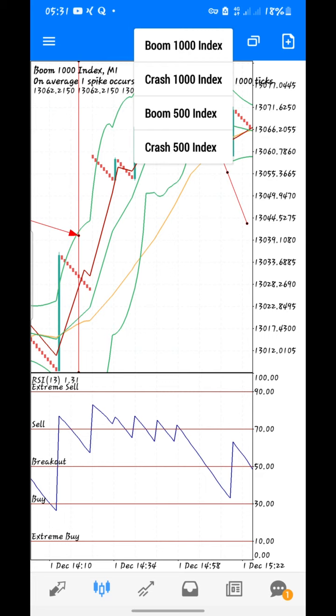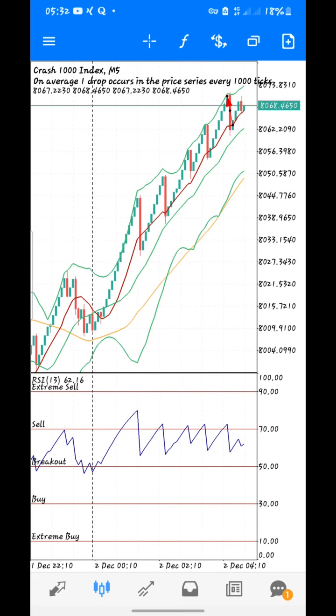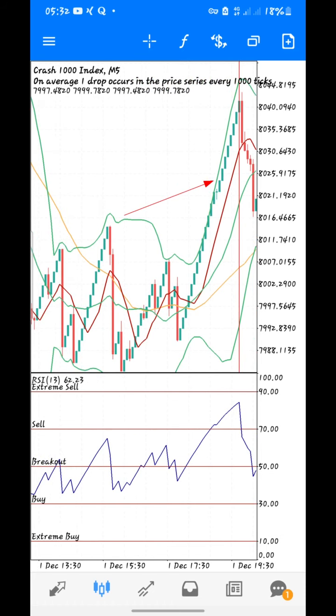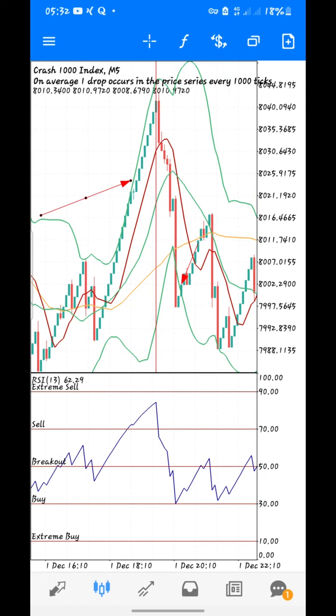Another thing again is the crash market. We make use of the same method. We move over to the 5 minute time frame. You can actually see what happened there. This market was on an uptrend. You can see it is above the orange colored moving average, which is for the trend, and which signifies an uptrend.